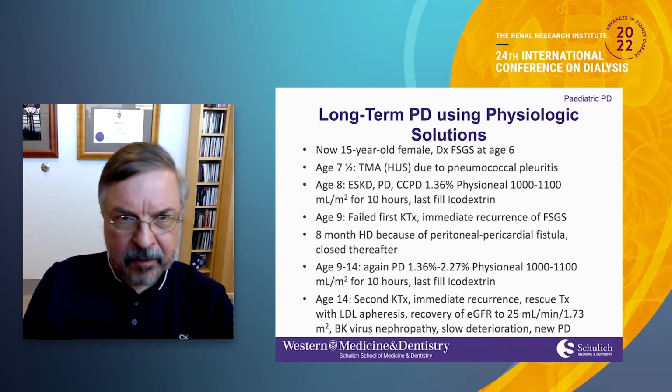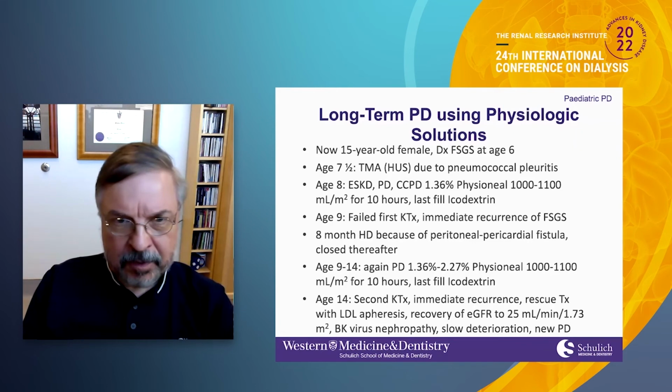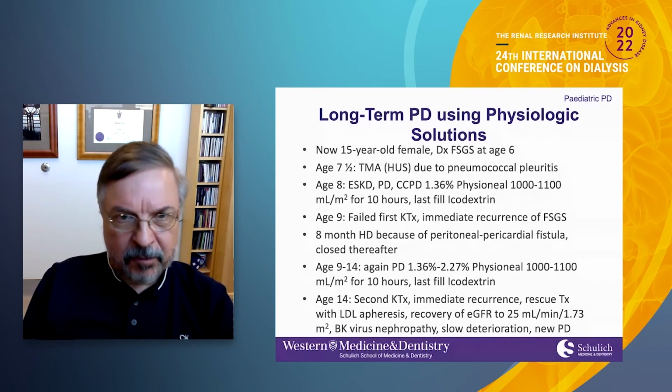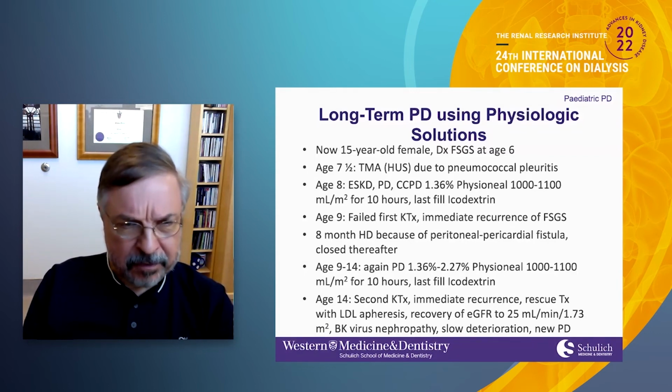So we had the opportunity to study this in a girl who is on peritoneal dialysis for a very long time. She was diagnosed with focal and segmental glomerular sclerosis at age 6. At age 7.5, unfortunately, she got a TMA. It was an atypical bug, but it was a classic HUS. And unfortunately, very quickly, within less than 2 years, she developed end-stage chronic kidney disease.